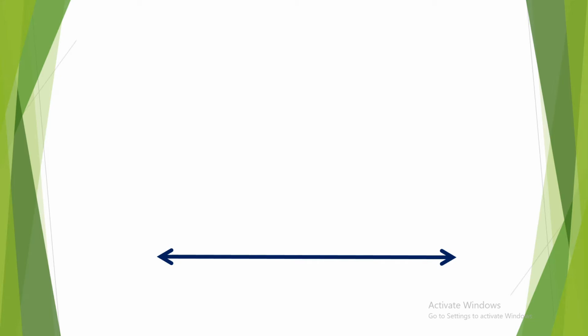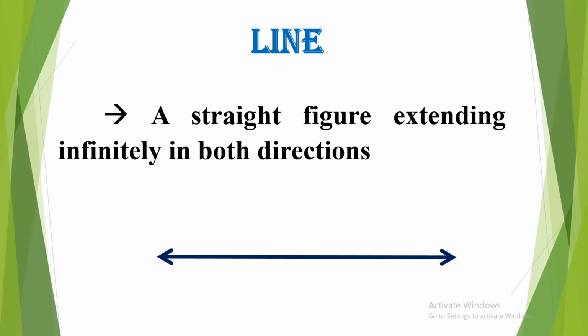Next, we have here a straight line with arrowheads on both sides. What do we call this? Very good. It's a line. It is described as straight. It is described as a straight figure extending infinitely in both directions. So the arrowheads imply extension to both sides.